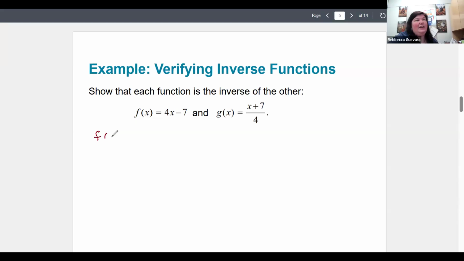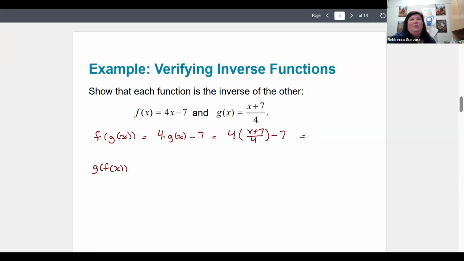So we need to see if f composed with g is going to equal x, and if g composed with f also will equal x. So f composed with g, so f is 4x minus 7, so we got 4. And then remember, this is saying that my x is replaced with g of x. So I got 4 times g of x minus 7. Well, we know that g of x is right here, x plus 7 divided by 4. And then we have our minus 7.